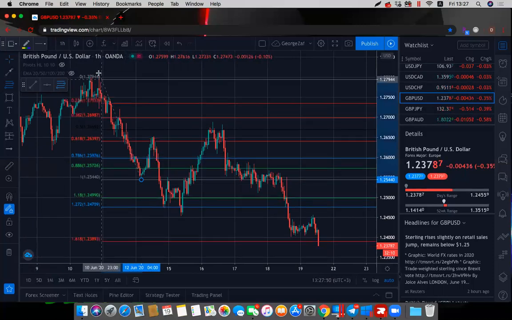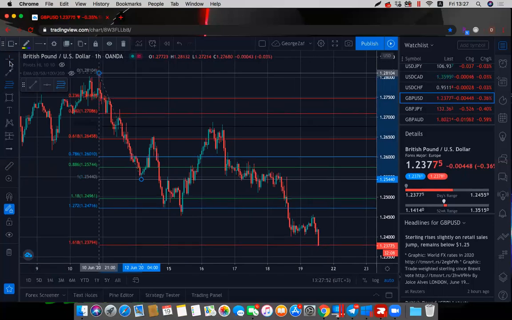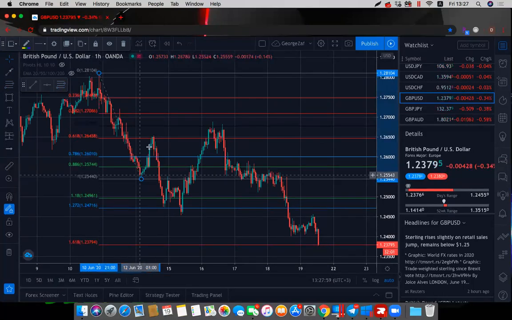How perfect is this? The highest high, 100%, pulls back to 61, first profits, pulls back again to 50, and now it's already to 61.8.